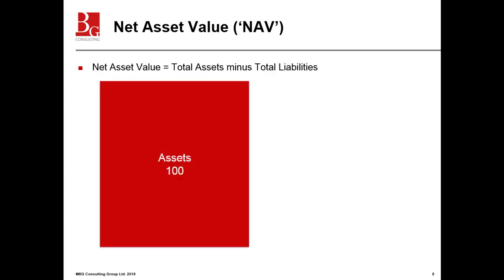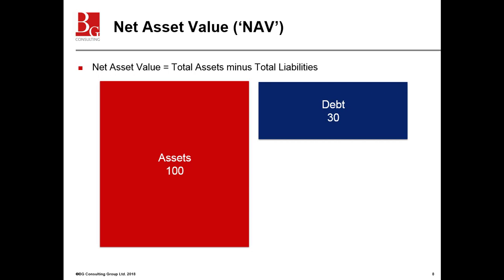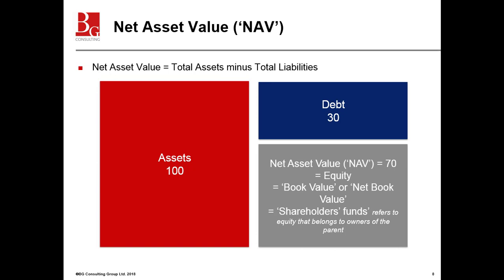Net asset value is another term that you may have heard of. Net asset value is simply a rearrangement of the balance sheet equation that we just saw. Total assets minus total liabilities equals equity, which is the same as net asset value. So for a company, if we have assets of 100 and the only liability is debt of 30, then the net asset value or equity must be 70. And we can also call that shareholders' funds because it belongs to the owners.